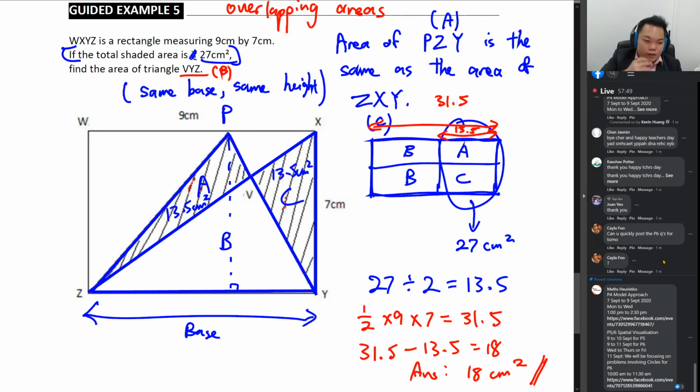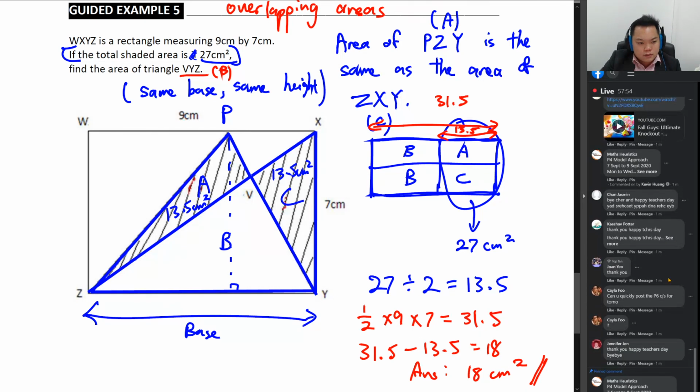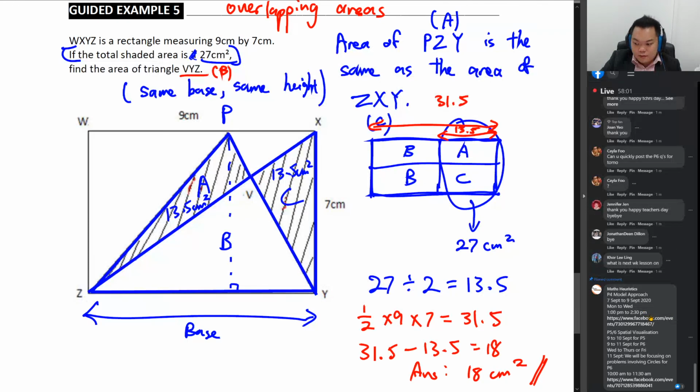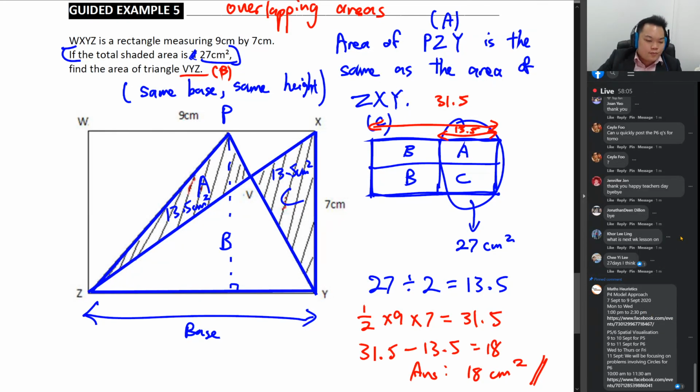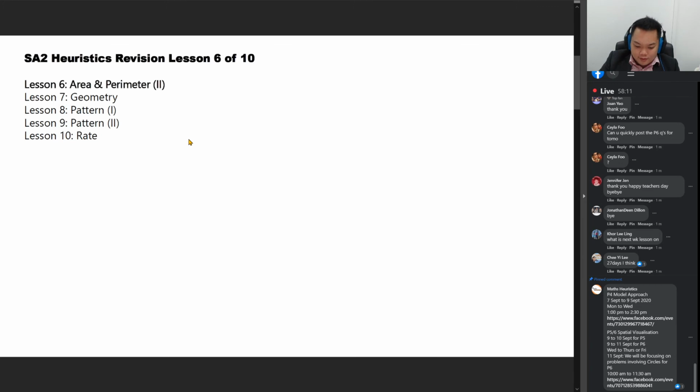Can you quickly post the P6 question for tomorrow? Okay, later I go and check on it. Right? Yeah, I'll end the session at 9. Let's enjoy the vibes first. What is next week's lesson on? Geometry, angles.